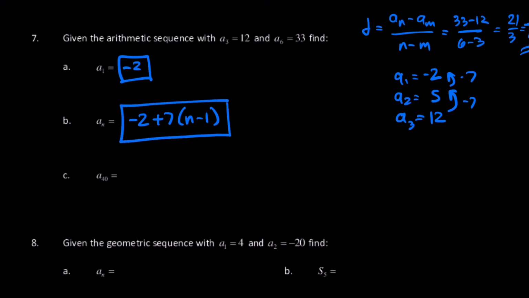And then a sub 40, which is simply plugging a 40 in for the n. You get negative 2 plus 7 times 39. And throw that in the calculator. I got 271.